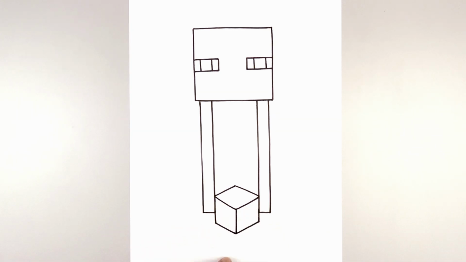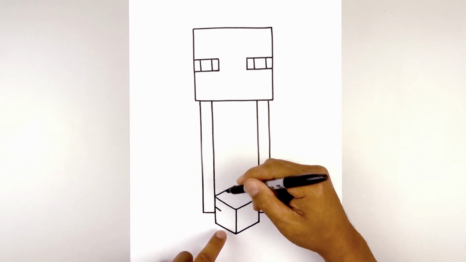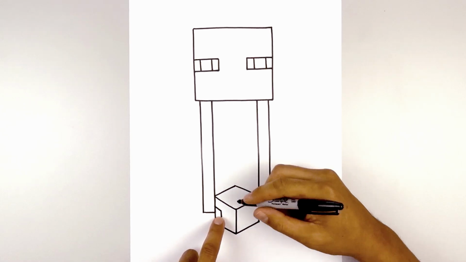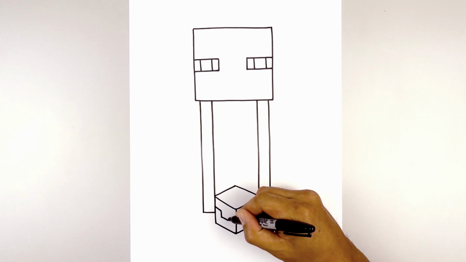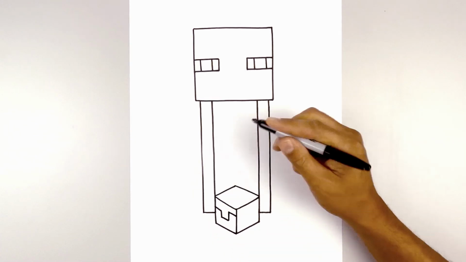Let's add a little bit of detail to the cube. We're going to start on the outside. We're going to angle down and in with that same angle. Come straight down with a short line. And we're going to come down again with another angle. Go straight up. And we'll angle down and in towards the center.